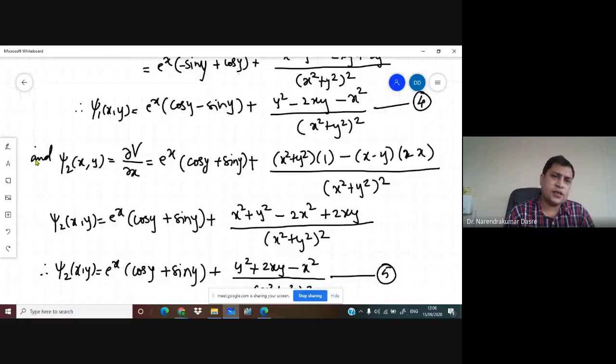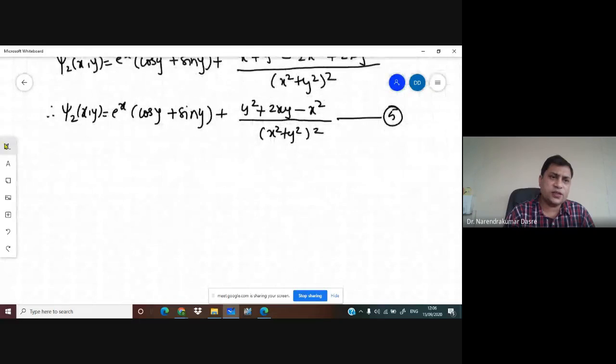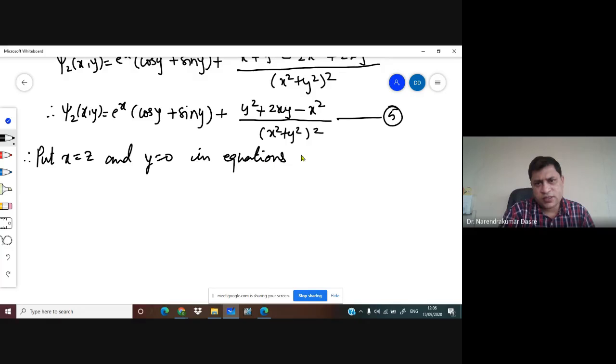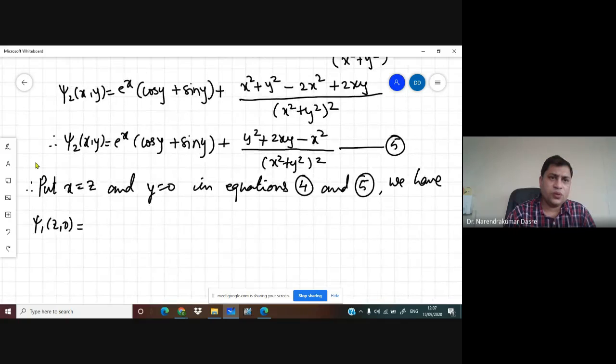So we have completed the second step of Milne-Thompson method. Now we have to consider the third step. So what will we have in the third step? Then we will put x is equal to z and y is equal to 0 in equations 4 and 5. So what we will get is, see, psi 1 of z, 0 is equal to.